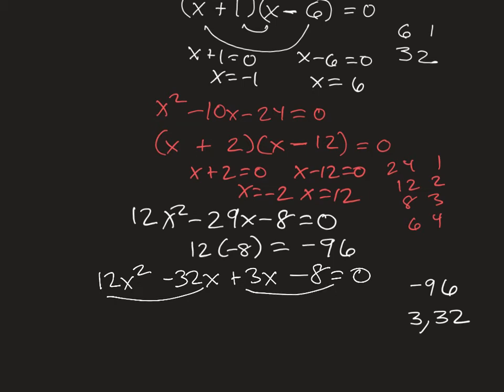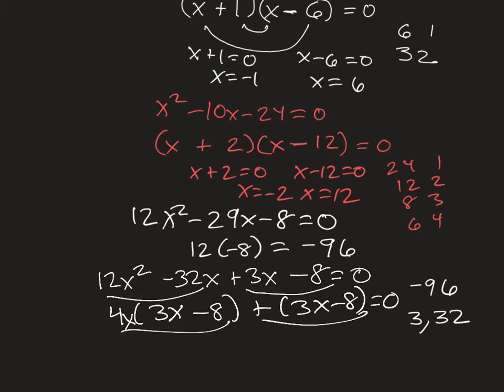So in the first two terms, I can take out, let's see, the biggest looks to be a 4, and also an x, sorry. So 4x, and I'm left with 3x minus 8, which is perfect because that's what I have in the second grouping. So now what can I factor out of both of these terms? Well, I can factor out the 3x minus 8, and I'm left with 4x plus 1.